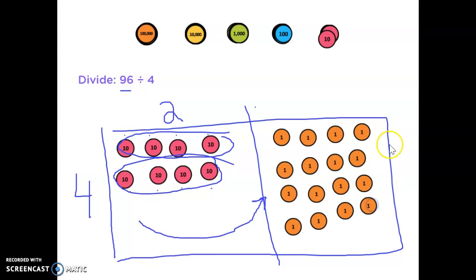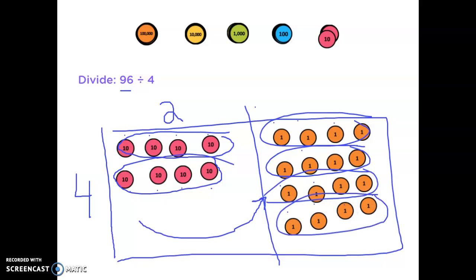So now in my ones, over here I have 12 ones. I had 6, sorry, I brought over 10, so now I have 16 ones. So I'm going to go over and circle groups of 4. 1, 2, 3, 4, 1, 2, 3, 4, 1, 2, 3, 4, 1, 2, 3, 4. I was able to make 4 groups of my ones.